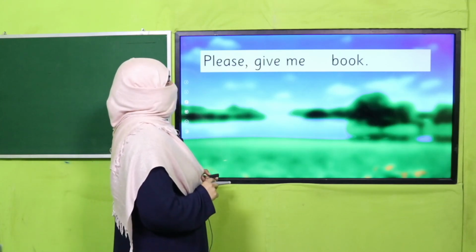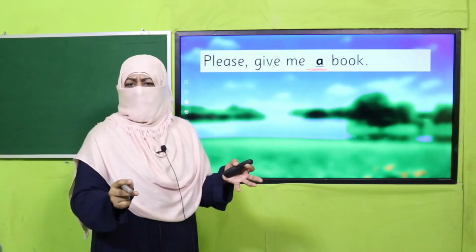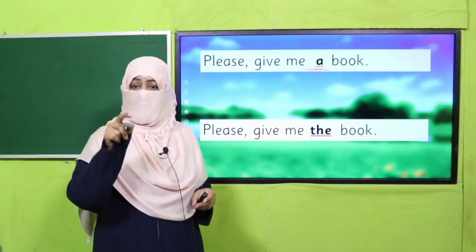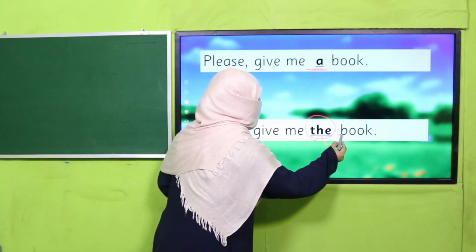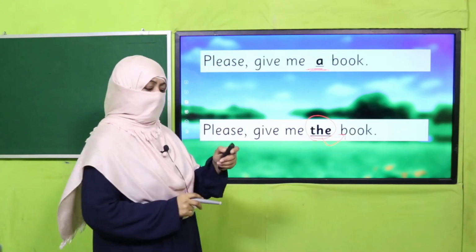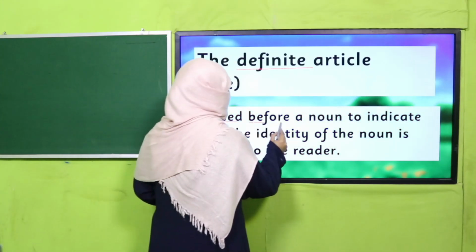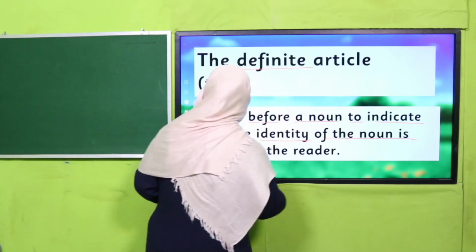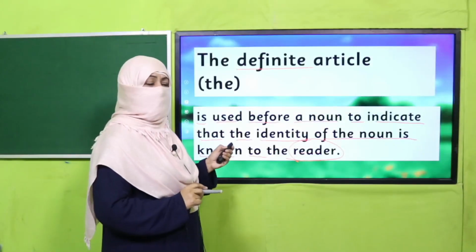If I say, please give me a book, I told you a is an indefinite article, it means any book. You may give any book. But if I say, please give me the book, it means maybe I'm pointing at a book, maybe I'm referring to a book. So when we use "the" with a noun, it becomes a specific noun. That's why we say it's a definite article, and it is used before a noun to indicate that the identity of the noun is known to the reader or to the listener. This is one of the uses we have already studied. There are more uses of "the" which I'm going to teach you today.